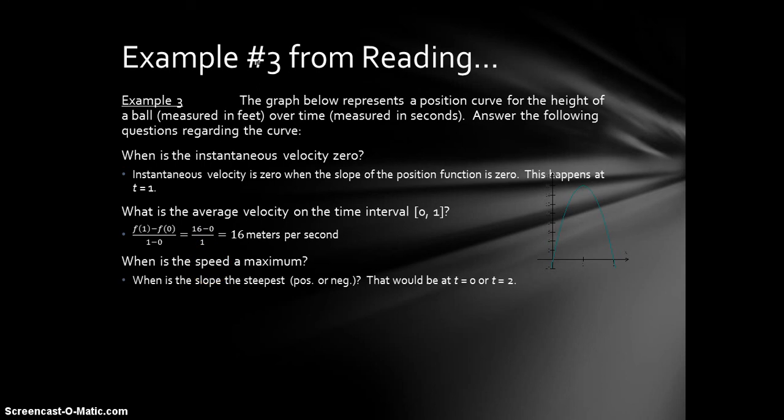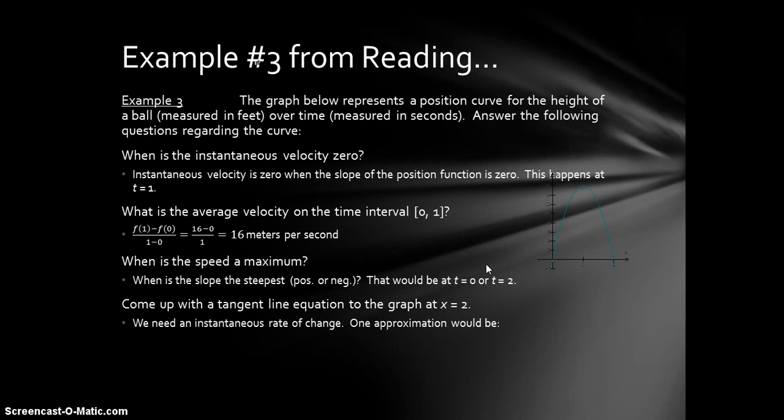When is the speed a maximum? And that question is asking us, when is our slope the steepest, either positive or negative? And if we're trying to estimate what our slope looks like, it appears that our slope is the most positive or negative at 0 and at 2. And in fact, we will distinguish later on between speed and velocity. And in our case, when our velocity is negative, in other words, when we have a negative slope, we still have a very, very fast moving ball.